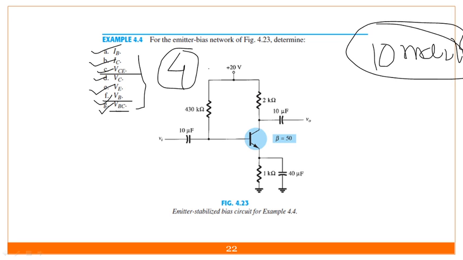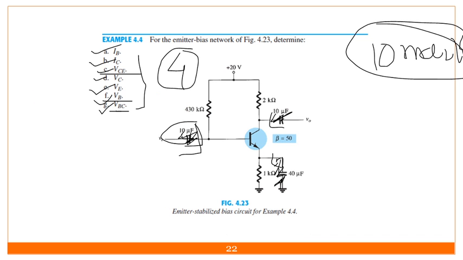So how to start? We have to apply KVL on the input side. First of all, cut out this capacitor, this capacitor, this capacitor. Wherever there is a capacitor, cut it out. This portion will vanish, because it is open circuited. So the remaining circuit is like this one.